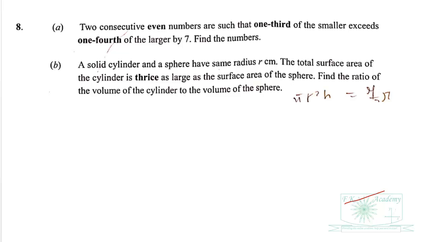Two consecutive even numbers are such that 1/3 of the smaller exceeds 1/4 of the larger by 7. So we have to find the numbers.